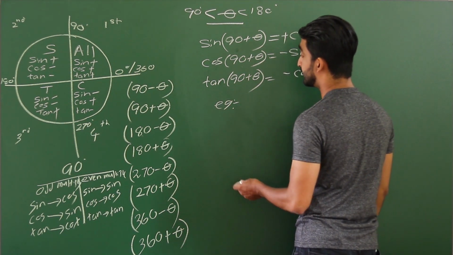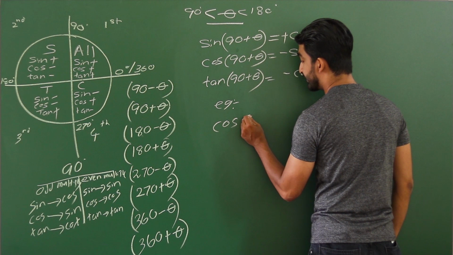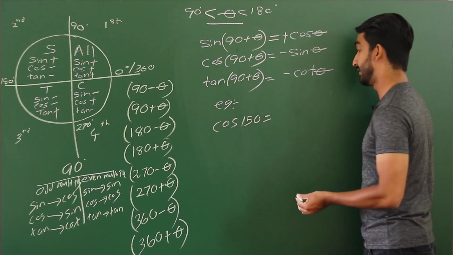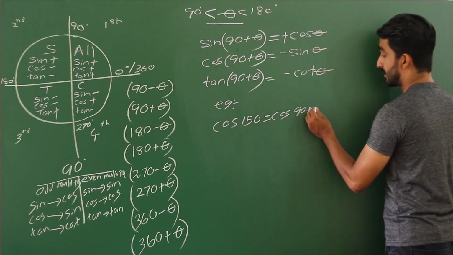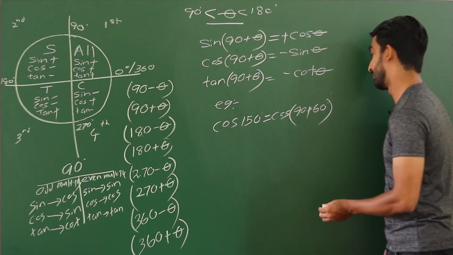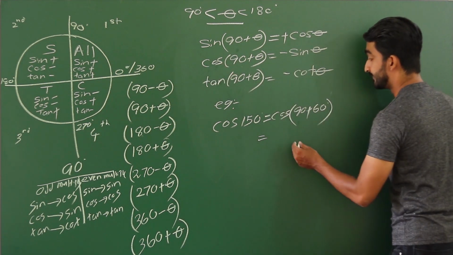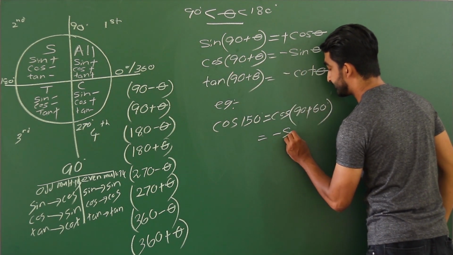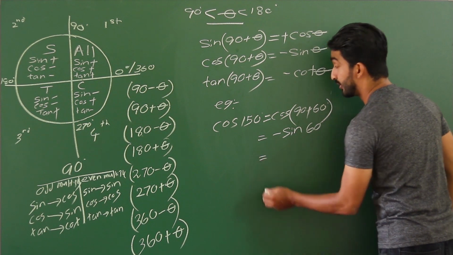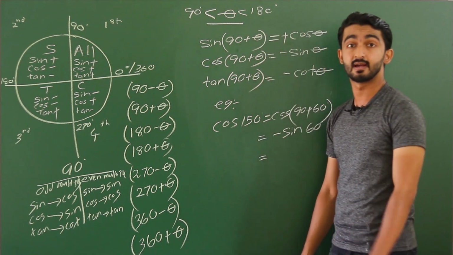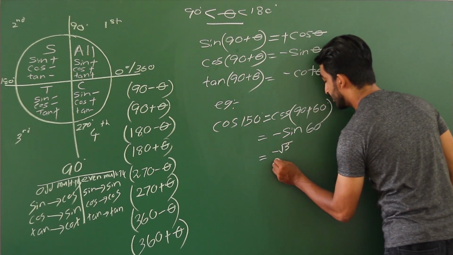Now an example: if you have an angle, let's say cos 150 degrees, we can write it as cos 90 plus 60 degrees. Dealing with 90, cos changes to sine, and it is minus sin theta. Instead of theta we have 60 here, so minus sin 60, and if you remember the basic trigonometry values table we discussed in lesson number 1, sin 60 is root 3 over 2, so the answer is minus root 3 over 2.